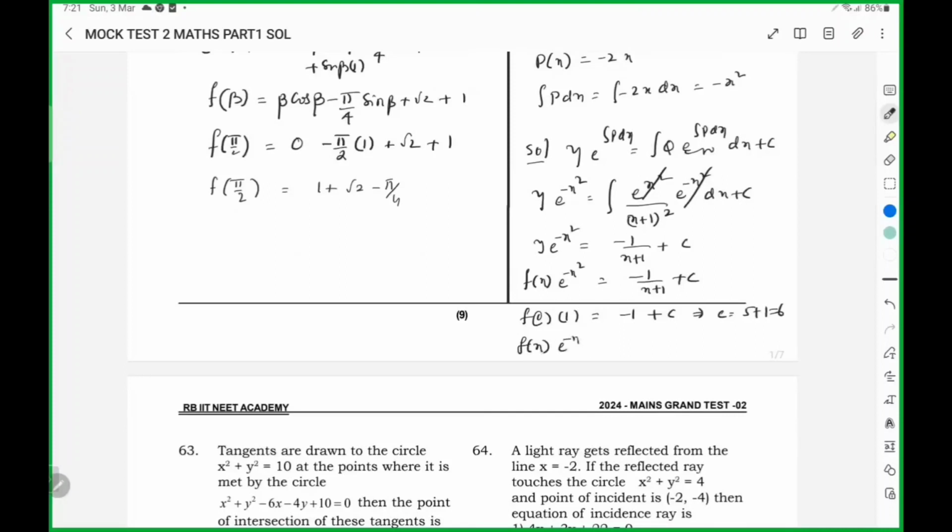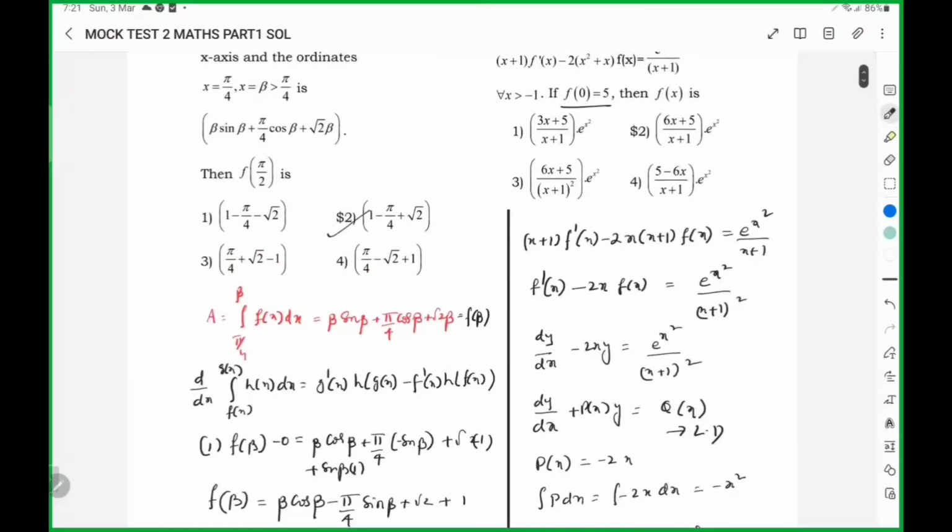F of x e power minus x square is 6x plus 5 by x plus 1. So f of x will be 6x plus 5 by x plus 1 into e power x square. What he is asking is f of x, that's all.